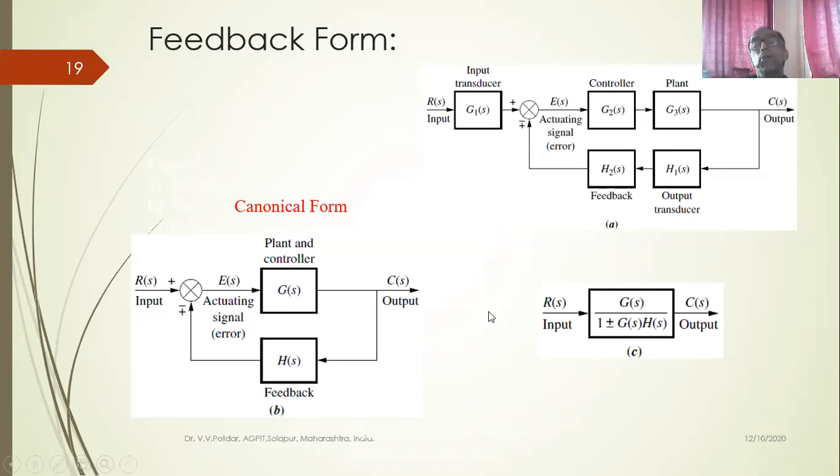Like that, around 12 rules are there. We have to understand and remember these rules and use them for converting the block diagram.